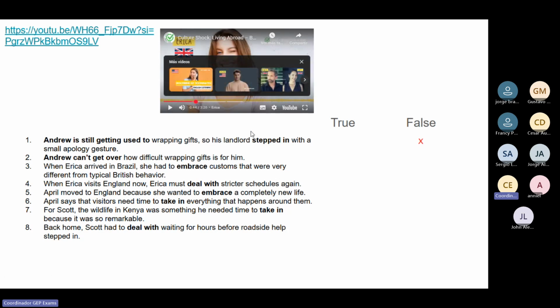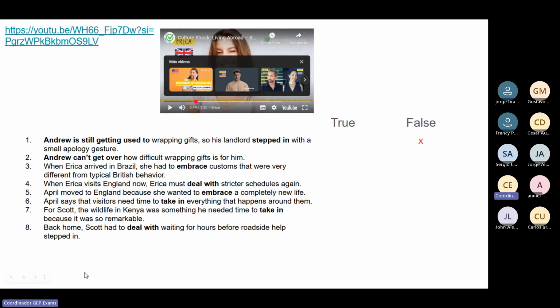Okay. So let's go with this part. So, Carlos, the first one. Excuse me. I was out because the internet was not stable. The first one: Andrew is still getting used to wrapping gifts, so the landlord stepped in with a small apology gesture. Okay. So let's ask Anil, what do you think? True or false? I think that the answer is true too.